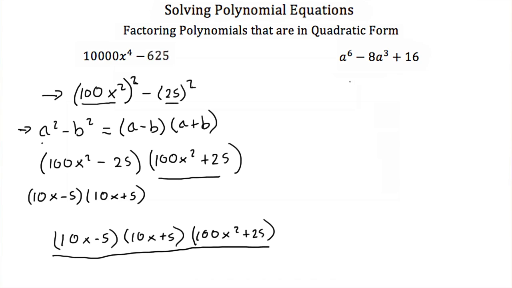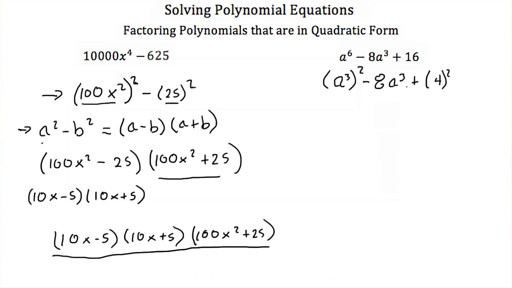Let's look at our next example. We have a to the sixth minus 8a cubed plus 16. Well, if you can recognize that this a to the sixth is the same as a cubed and then squared again, then we have a cubed squared, minus 8a cubed, and then plus 16 is actually 4 squared.